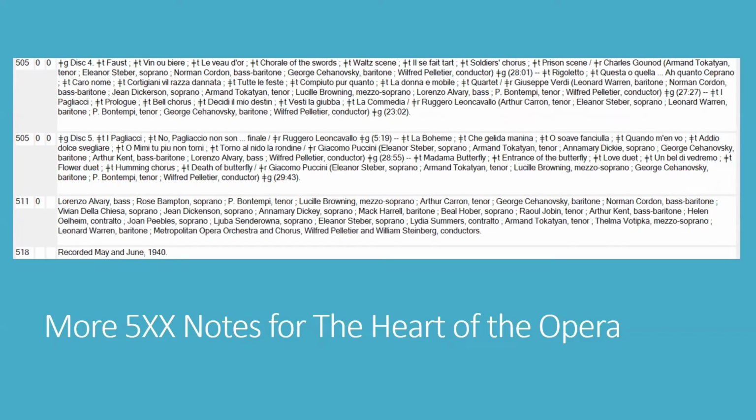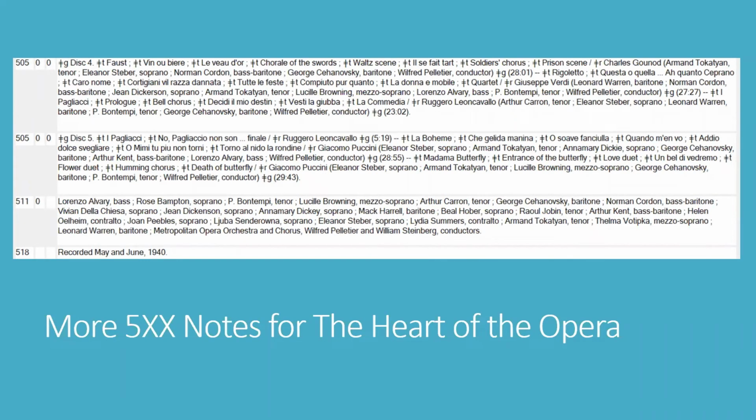The 511 note, participant or performer note, has a first indicator of 0, which means that no display constant is generated. Notice that musicians and singers are listed. The 518 note, the date, time, and place of an event note, informs us that the opera was recorded in May and June of 1940. The 518 and the 033 fields are used in conjunction with each other.